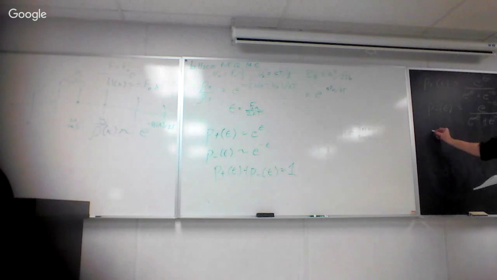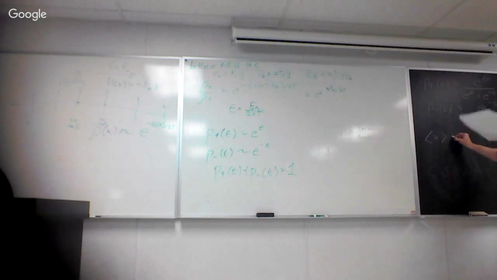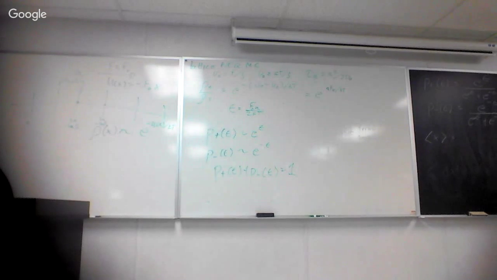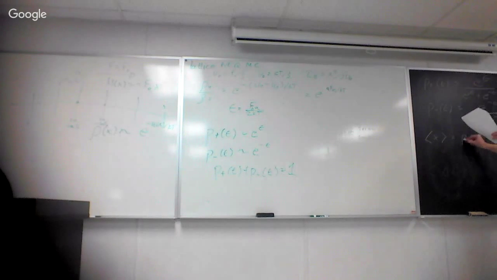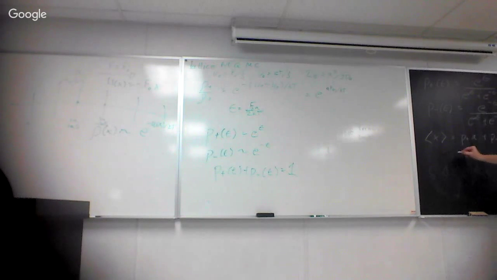Okay, so with these probabilities, let's calculate what our delta x equals. Sorry, not our delta x. Our mean first moment, so our average position. So what's that going to be equal to? It's going to be equal to P plus times A plus P minus times negative A.